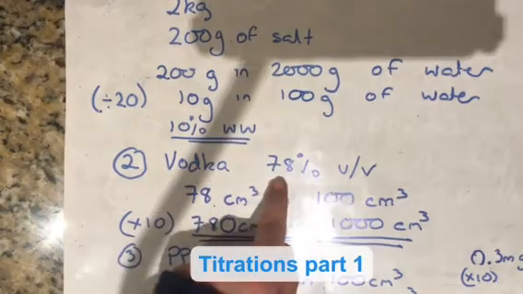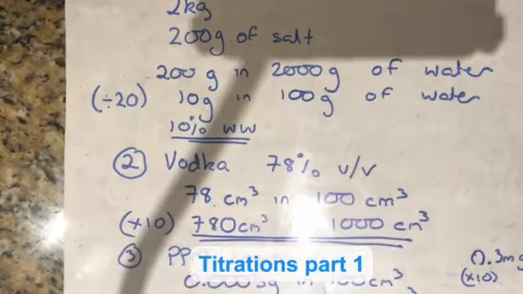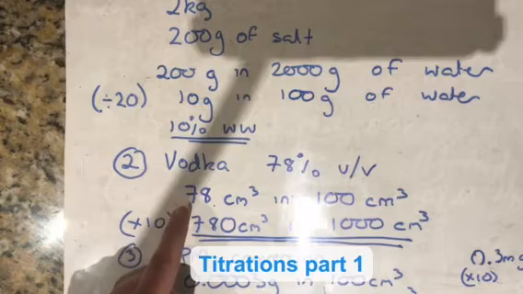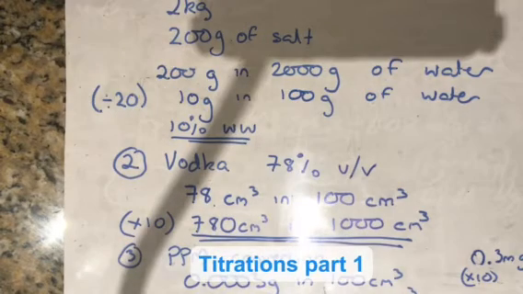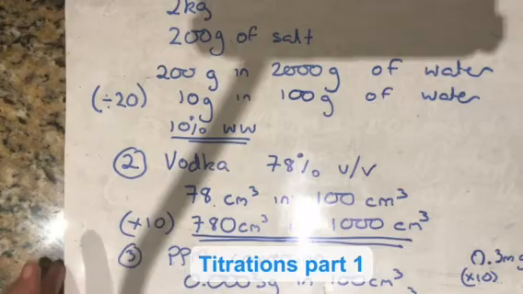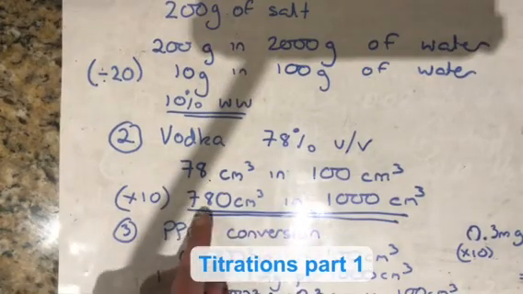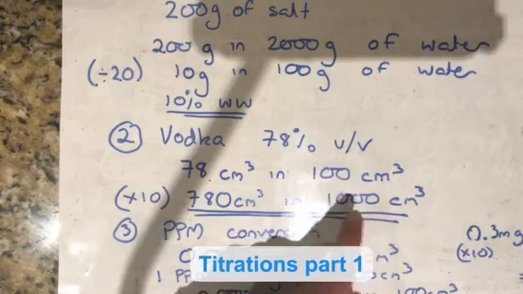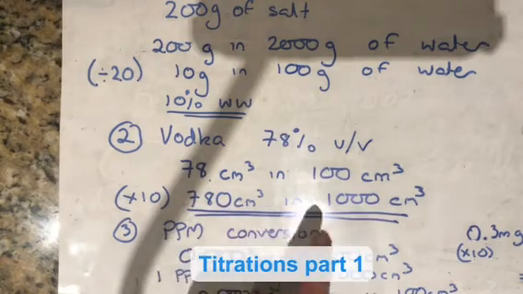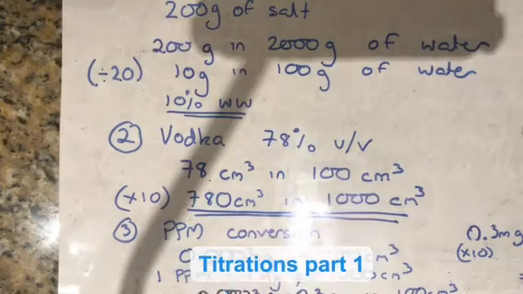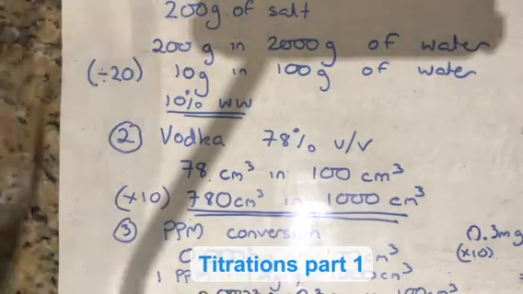Vodka, we're saying it's 78% volume per volume, okay? So that means there's 78 centimeters cubed in 100 centimeters cubed of vodka. So therefore, to work out how much is in a litre, you just multiply by 10, because remember, a litre is the same as 1,000 centimeters cubed. So it's 780 centimeters cubed in 1,000 centimeters cubed of vodka, okay?